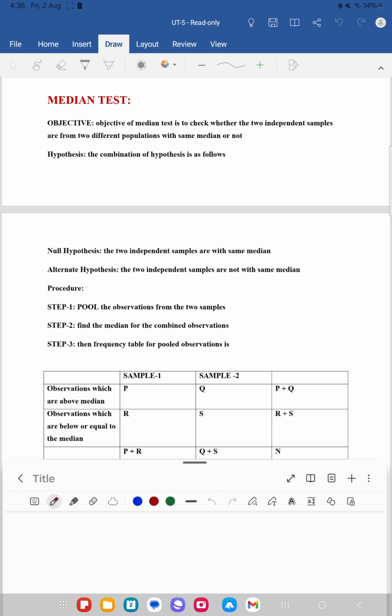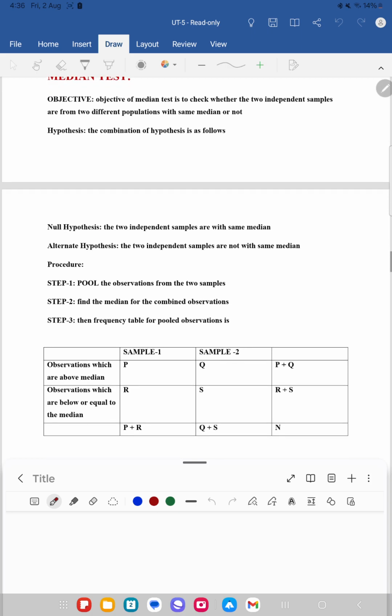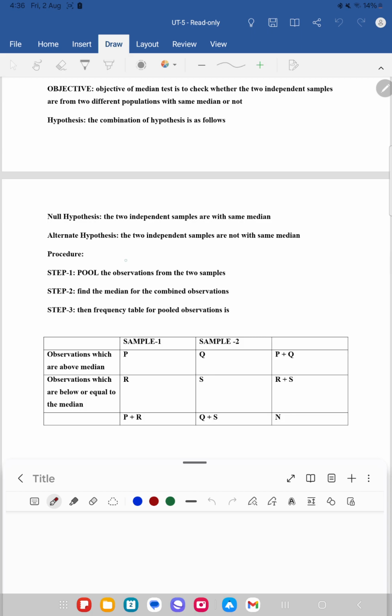So here, while taking the null hypothesis, we need to take both the independent samples having the same median. In the alternate we have to take both the samples having different medians.